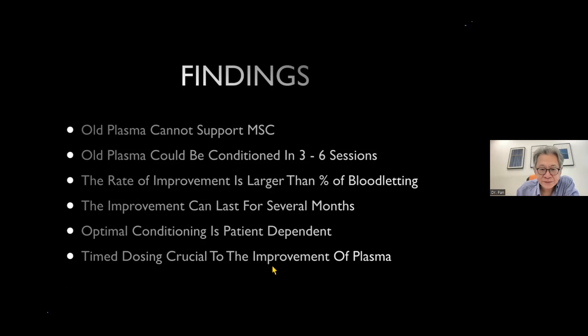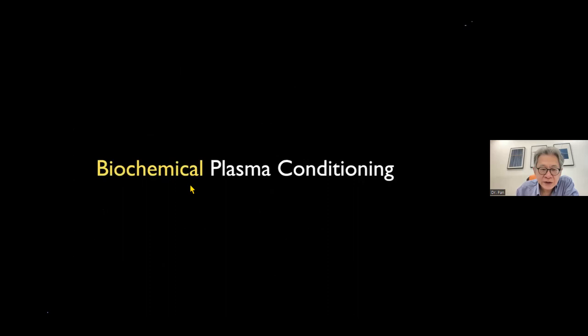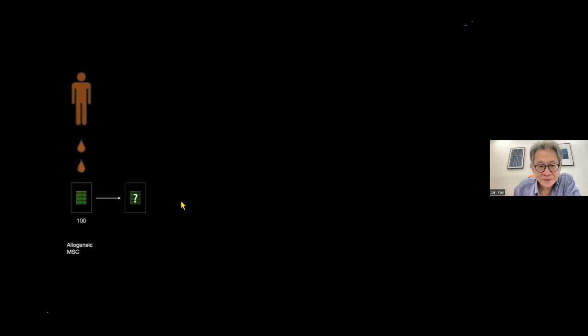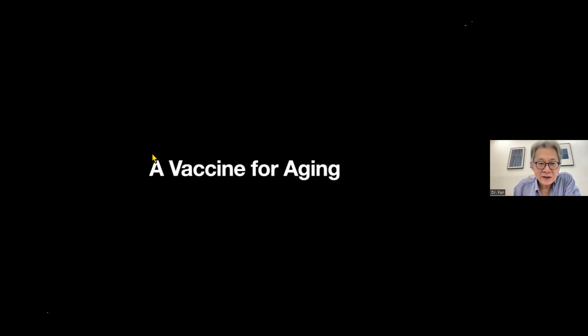Since all the material we use are not small molecule drugs, not pharmacological substances, we name this a biochemical type of plasma conditioning. That means that all the material we use, like nutrients, hormones, and cytokines, are chemicals existing in the patient's human body. We are just using these biochemical reagents to adjust or titrate their concentrations to reach these results.